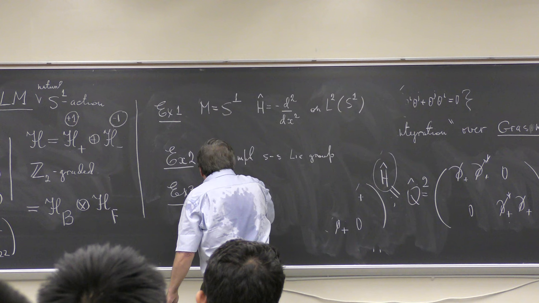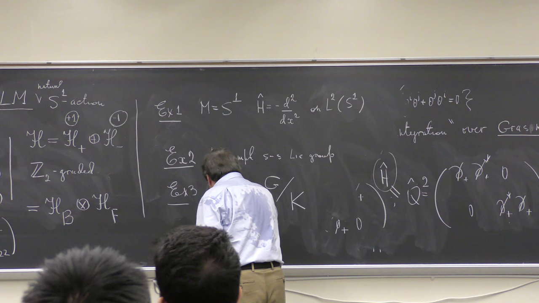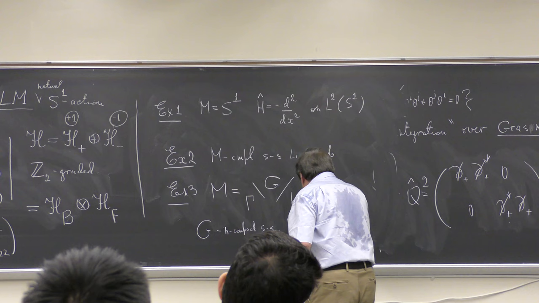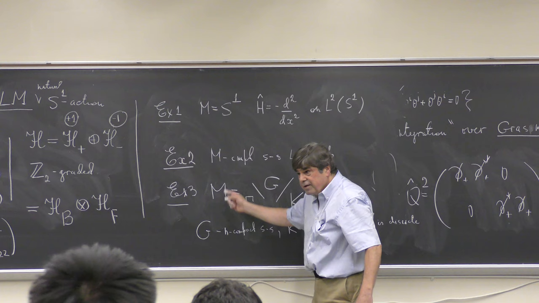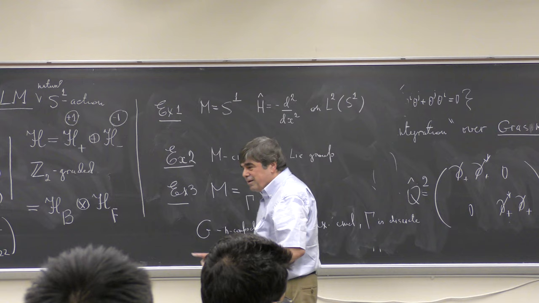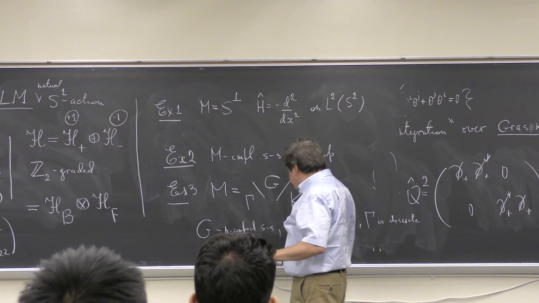when M is a quotient, G mod gamma mod K, where G is a non-compact semi-simple Lie group, K is the maximal compact subgroup, and gamma is discrete. Is this going to be finite volume? Yes, of course. Even say gamma is co-compact. Co-compact, of course, because finite volume is much more complicated. Co-compact is much easier. The Cartan-Killing metric is pseudo-Riemannian, negative here. Your quotient becomes positive. This has a nice Laplace operator.